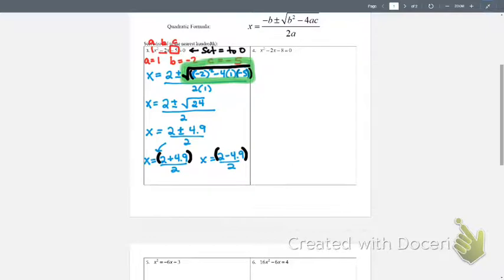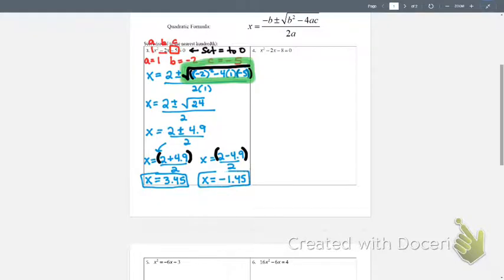So you need to plug into your calculator exactly like you see it on the screen with the parentheses. So parentheses, 2 plus 4.9, close parentheses, divided by 2, and that should give you 3.45. So try this on your calculator and pause the recording so you can make sure you're doing this right. And then the next one's going to be parentheses 2 minus 4.9, close parentheses, divided by 2. If you're typing this into your calculator, you get negative 1.45.